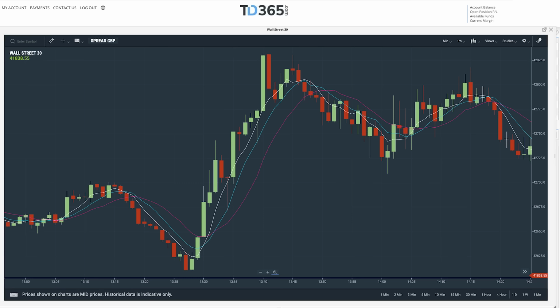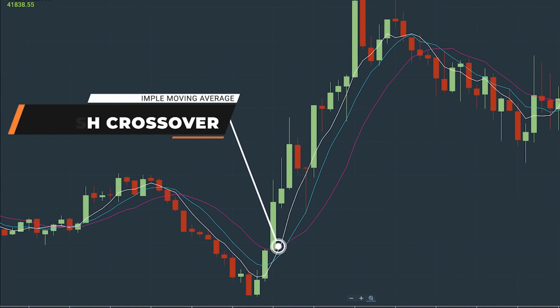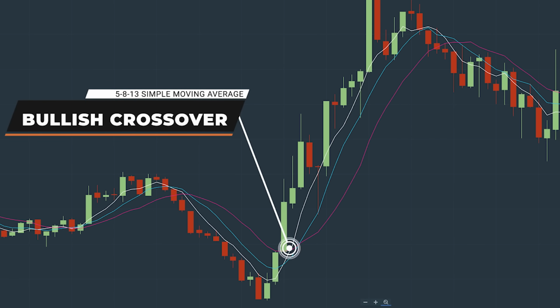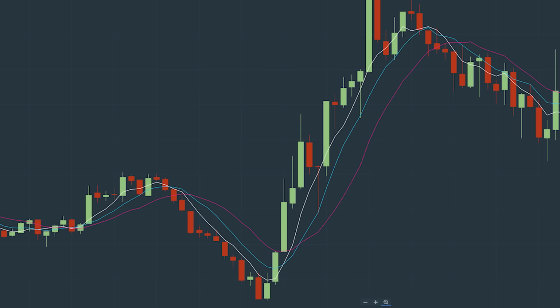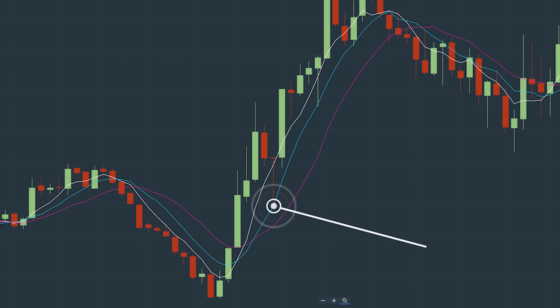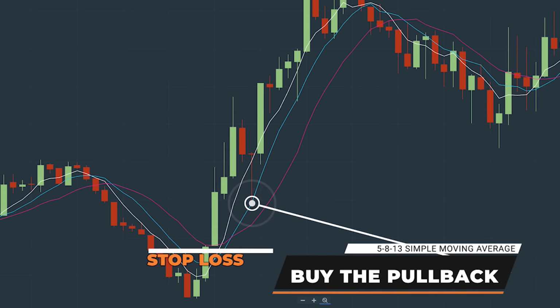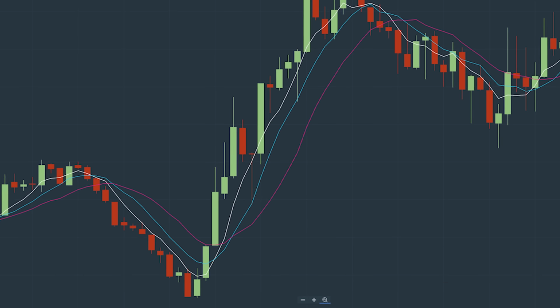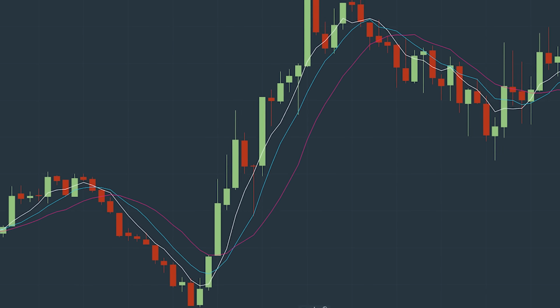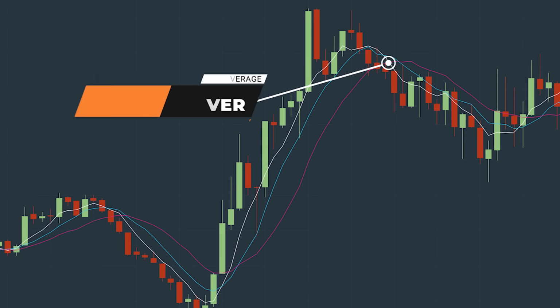Let's have another look at a bullish crossover. We can see in this example the white 5-day SMA line has crossed above the 8 and 13-day SMAs, meaning that there's an uptrend in the market. Candles are consistently above the 3 SMA lines, and when the price pulls back to the blue 8-day SMA line, that is a good entry point with our stop loss just under the 13-day pink SMA line. We can also see that the price started to come back down again after the white 5-day SMA crossed below the 8 and 13-day SMAs.